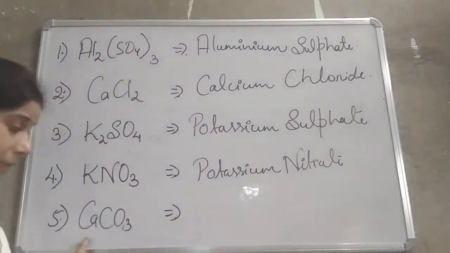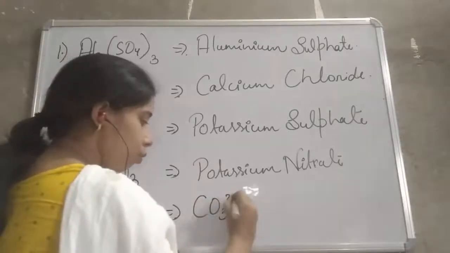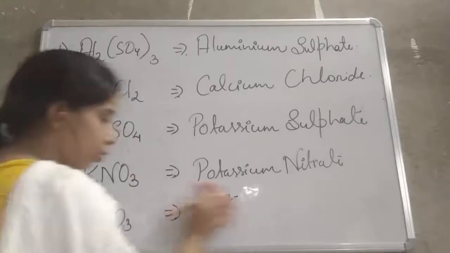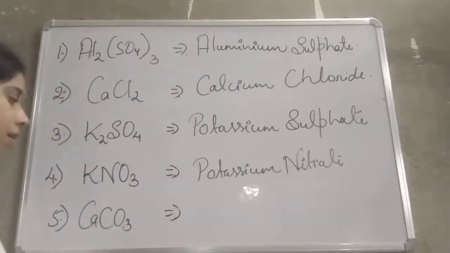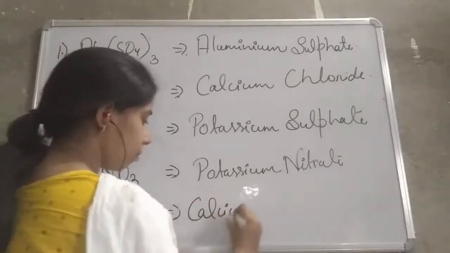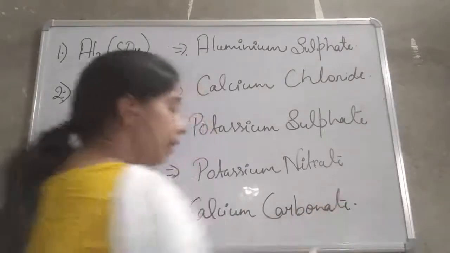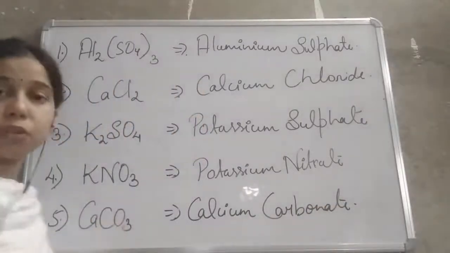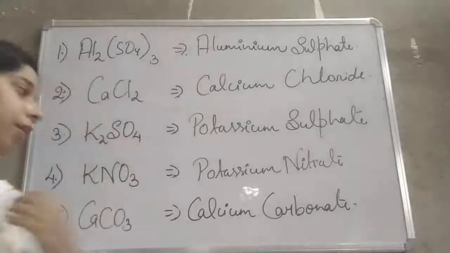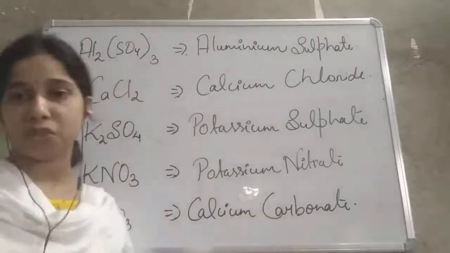Last one, calcium is there and CO3. I told you CO3 is what? CO3 2-, that is carbonate, a polyatomic ion. So the name of this particular compound is calcium carbonate. Since these are combinations of two ions, these are ionic compounds, thus we will not give the prefixes there and we will simply write the name as such.